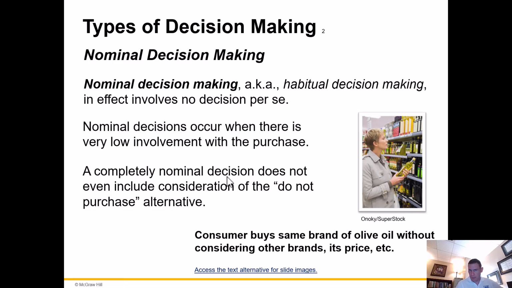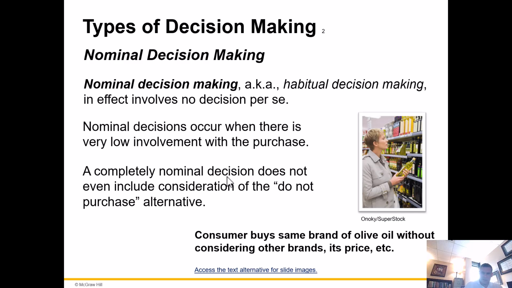Nominal decision-making, also known as habitual decision-making, in effect involves no decision per se. So think about, there isn't really a lot to think about. Maybe you go buy bread and milk, you kind of do it all the time. You probably have the same one that you just get out of habit. Now, nominal decisions occur when there's very low involvement with the purchase. A completely nominal decision does not even include consideration of the do not purchase alternative.